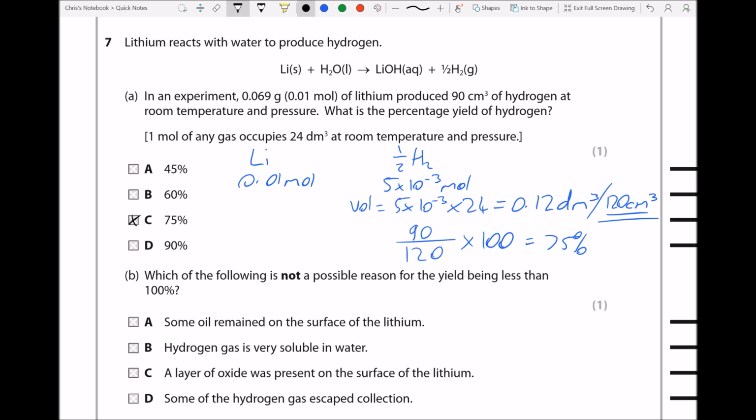But let's just have a look at the other ones as well. The layer of oxide present on the surface of the lithium would, a bit like the oil, prevent the complete reaction of lithium. So yes, that could reduce the yield. And then some of the hydrogen gas escaped collection. Yes, because if you're losing some of the product, then you haven't actually collected all of the product. So the answer here is B. The fact that it's soluble in water makes no difference really. As long as it doesn't escape, that's the main thing.